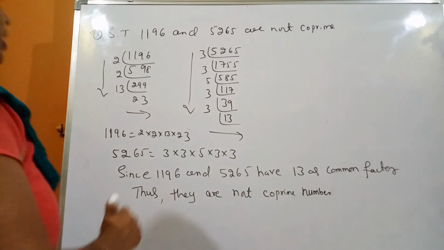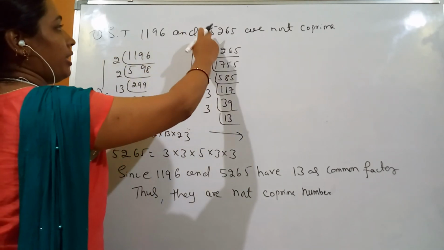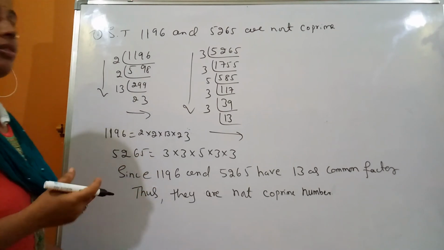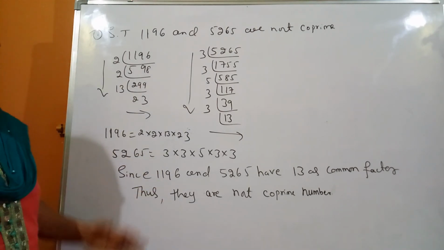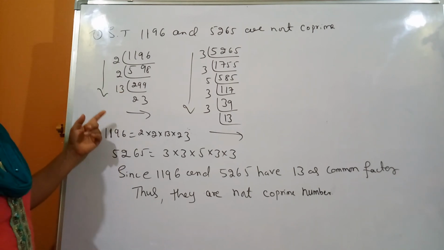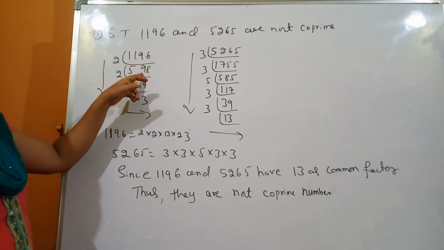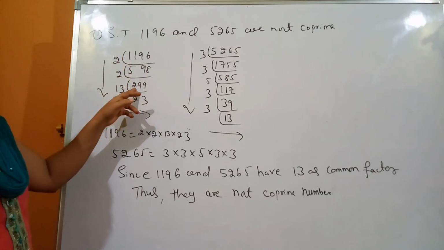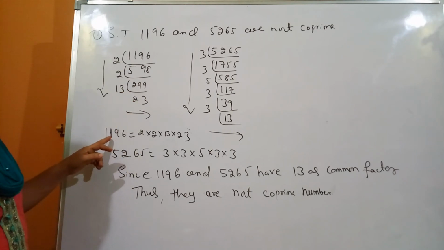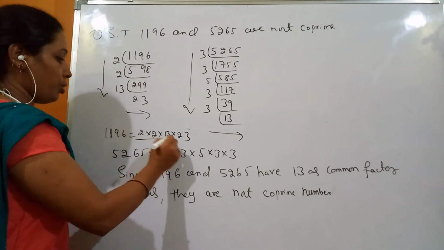Okay students, here we can see one more problem. Show that 1196 and 5265 are not co-prime numbers. It's a very easy problem. That means find the factors of the given numbers by using the prime factorization method. If we factorize 1196, we get 2 into 2 into 13 into 23. Therefore, the factors of 1196 are 2 into 2 into 13 into 23.